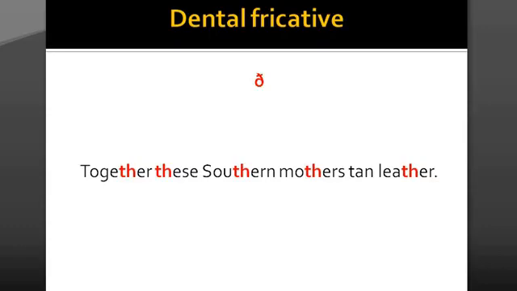Together, these, southern, mothers, leather. Together these southern mothers tan leather. One more time. Together these southern mothers tan leather.